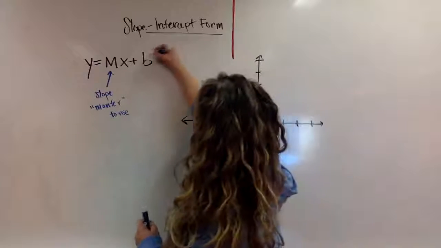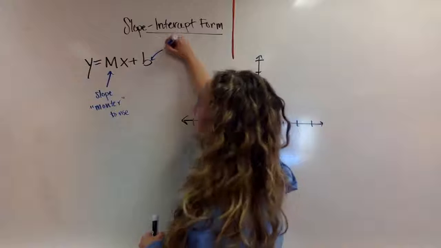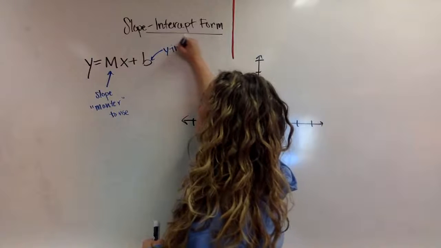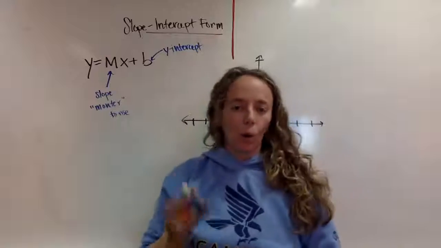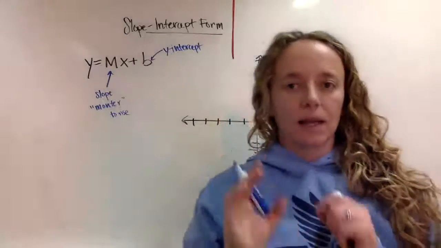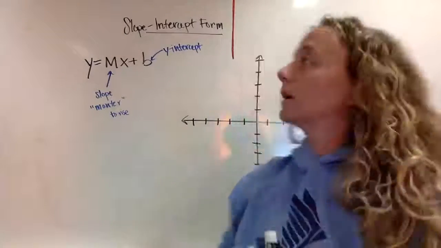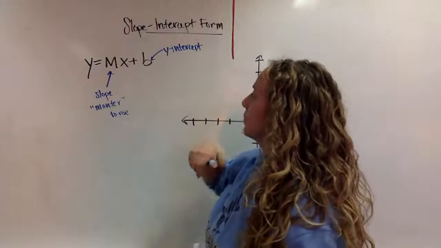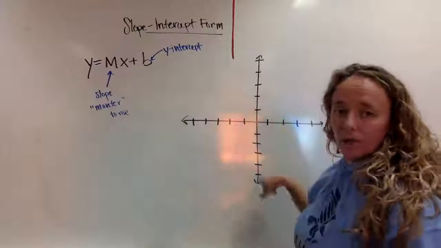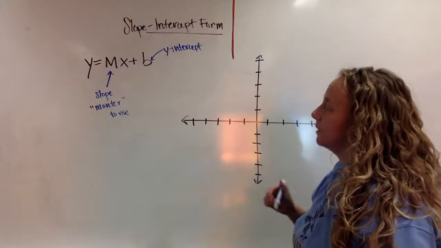Then we also have b, which is so awkward, but this is our y-intercept. I don't have any clue as to why we delineate it as the letter b, but we do. So our b in this equation is our y-intercept. That's where it crosses the y-axis. Wherever our line is, it crosses the y-axis there.